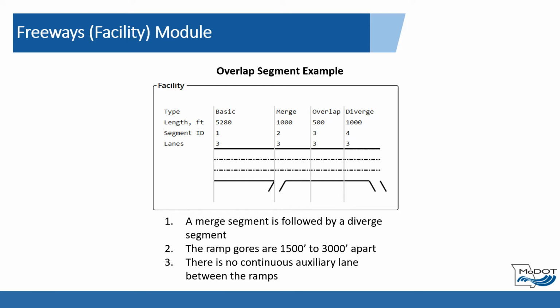The facility can be automatically segmented by using the segmentation button found at the top of the Segments tab. This allows the user to enter basic information like the presence of on and off ramps, the distances between them, and the number of lanes. The information is then used to automatically segment the facility into basic, merge-diverge, weave, and overlap segments.